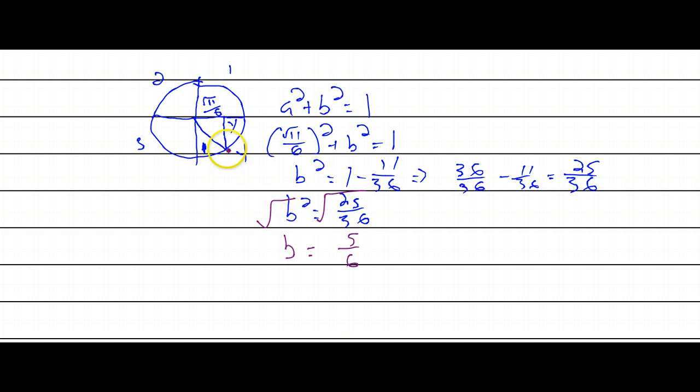But since it said it's in quadrant 4, we know it has to be negative. So y is equal to negative 5 over 6. Alright, so you gotta remember the unit circle. When it says unit circle, your radius is always going to be just 1. So if you have your x or your y, all you do is you square it, and then 1 minus whatever you got squared is going to give you the other side squared, and you just take the square root of that.